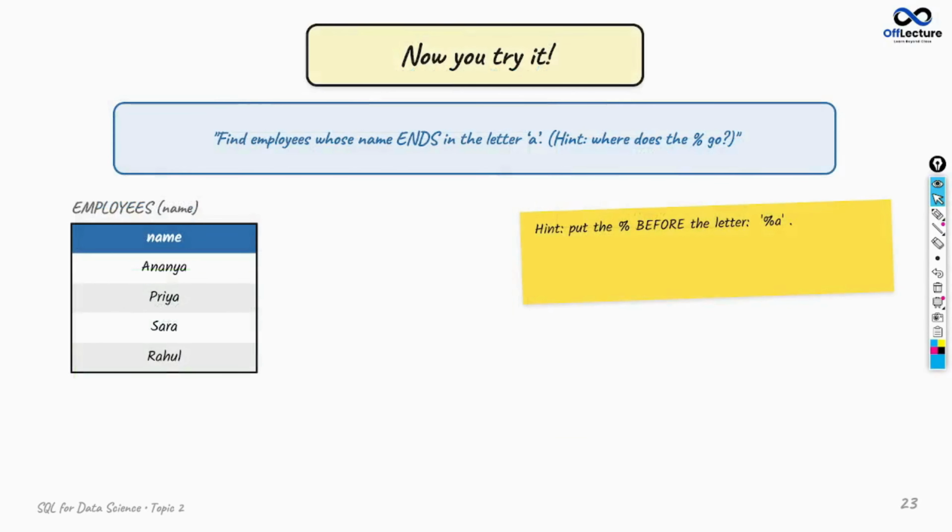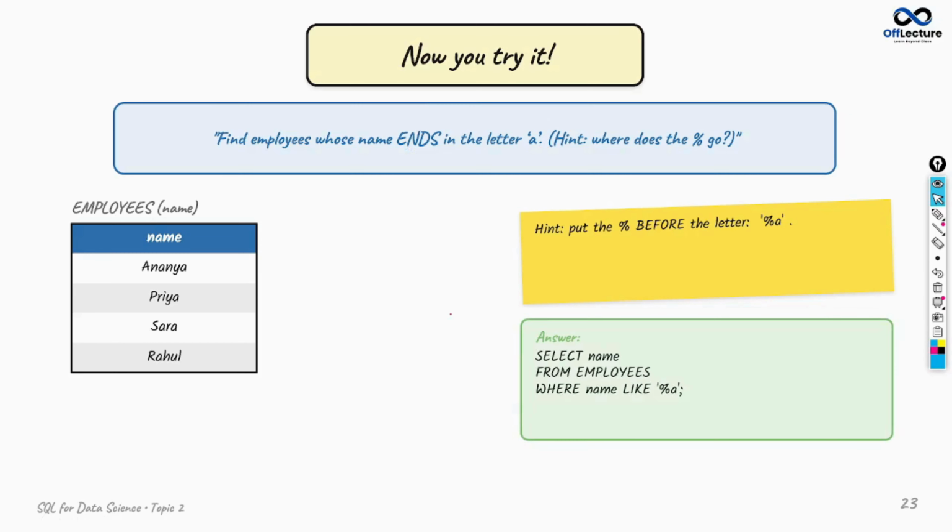Okay. Let's now try one more example that will be done by you. You need to find the employees whose name ends with the letter A. You have to identify all those employees whose name ends with the letter A. So pause the video, write the query, and then you can see the answer. The answer will be select name from employees where name like percent A.